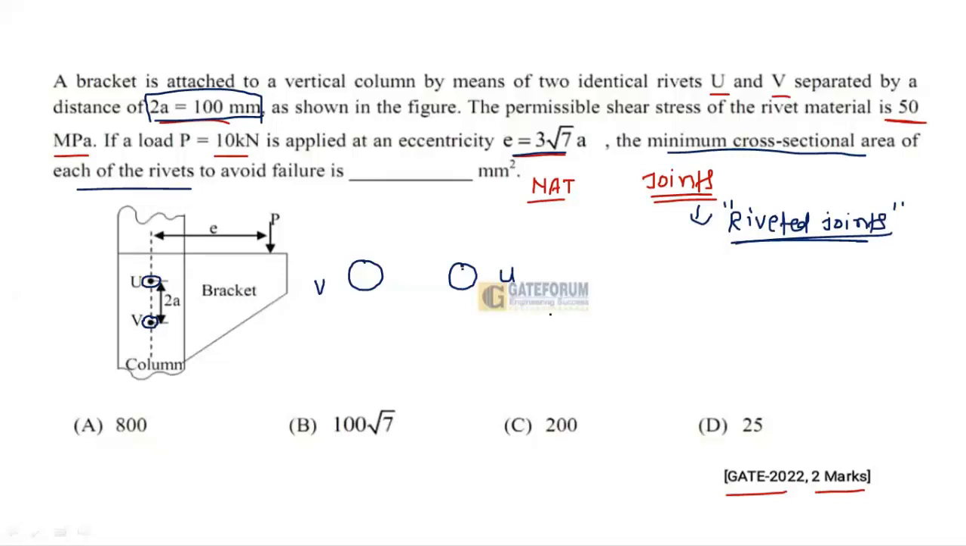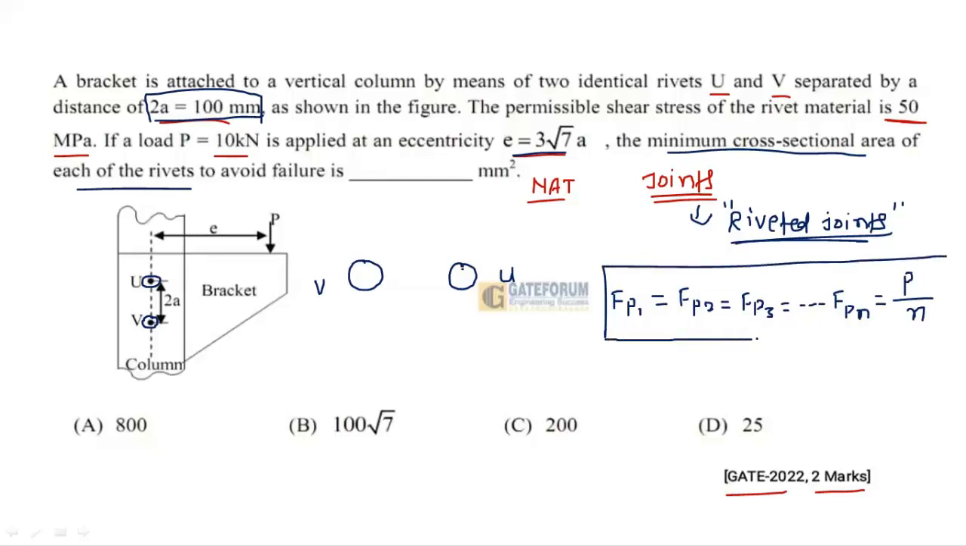So first of all, I have to calculate the primary shear force. What I have to calculate? I have to calculate primary shear force. So this is, always write down, keep in mind, Fp1 is equal to Fp2 is equal to Fp3 is equal to so on Fpn. This will be equal to P upon N. That is a general concept that you have to be always keep in mind when you are going to calculate the primary shear force. Okay.